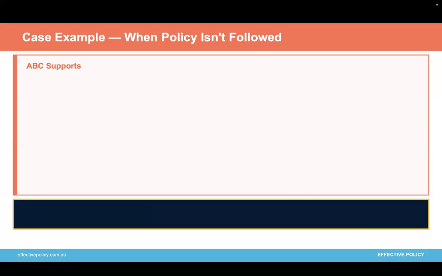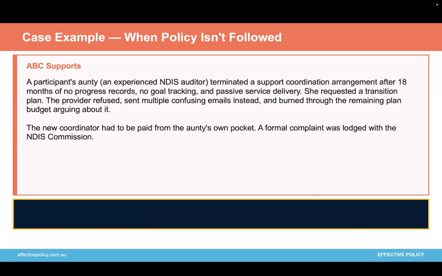Here's a case example when the policy isn't followed. A participant's auntie, an experienced NDIS auditor, terminated a support coordinator arrangement after 18 months of no progress records, no goal tracking, and passive service delivery. She requested a transition plan. The provider refused, sent multiple confusing emails, and burned through the remaining plan budget arguing about that. The coordinator had to be paid from the auntie's own pocket. A formal complaint was lodged with the NDIS Commission.